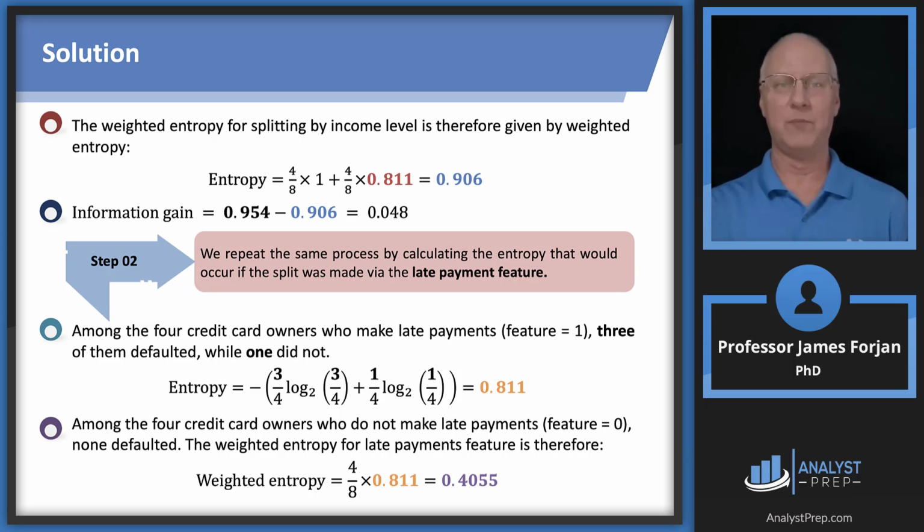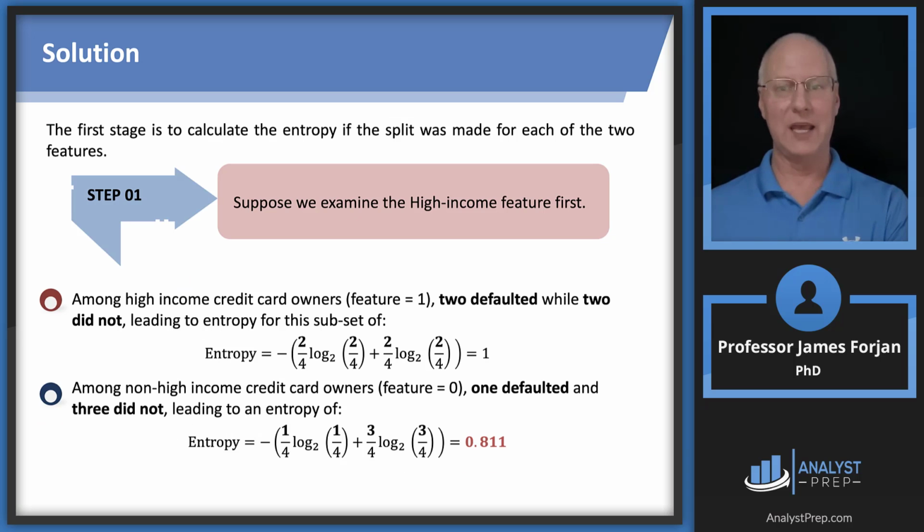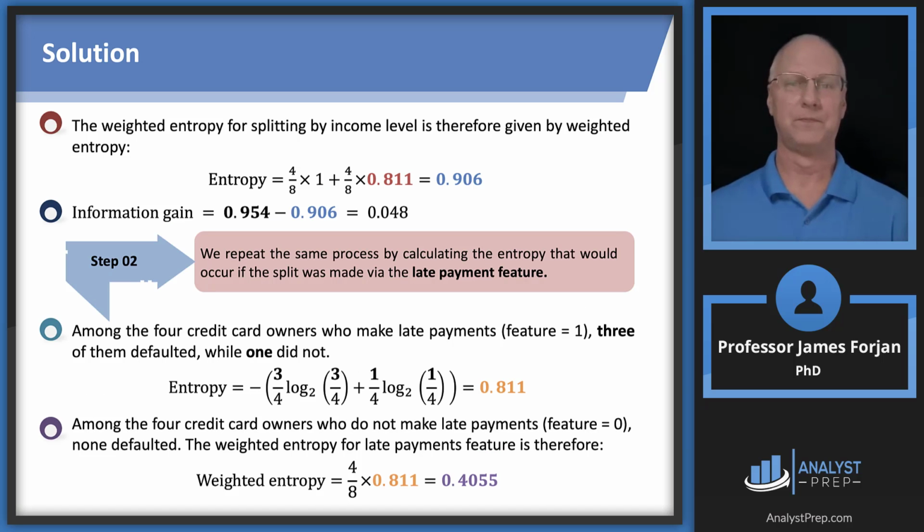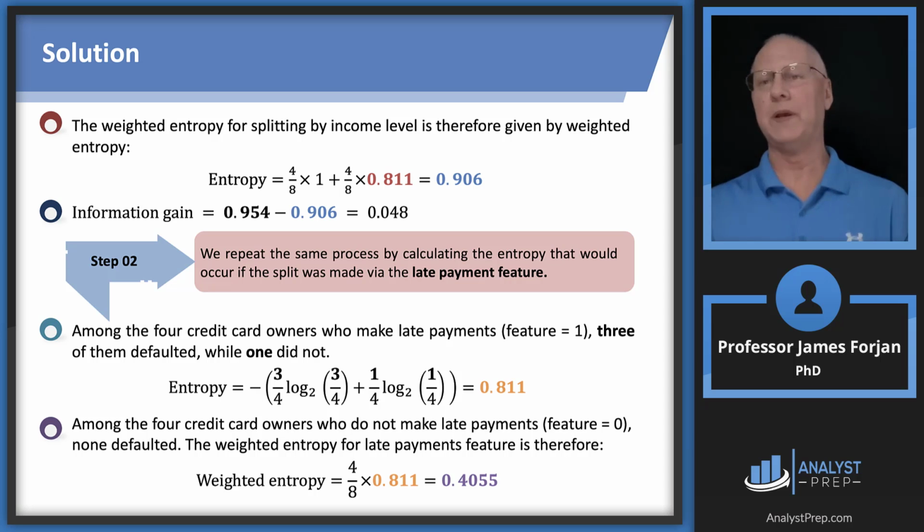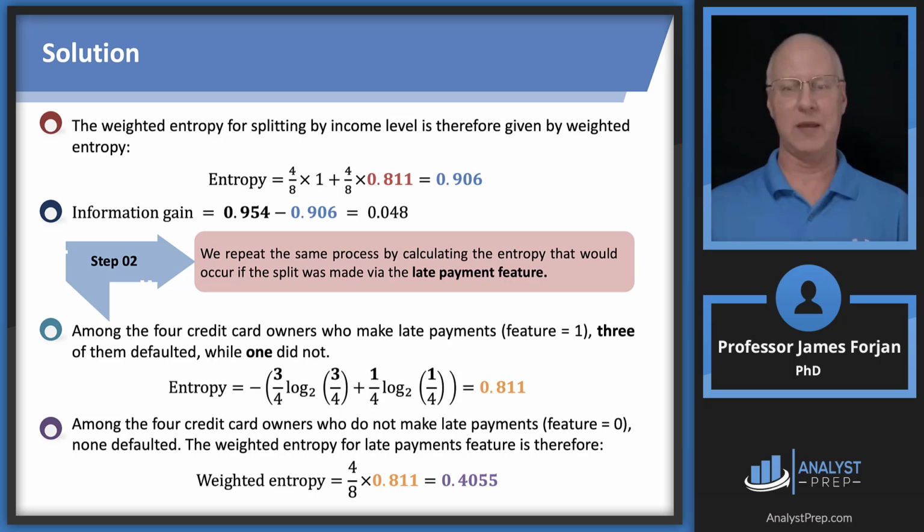Well, you can easily compute the entropy there. Information gain is 0.954 minus 0.906, and there's the 0.048. Wow, there's an information gain by, well, let's go back here, putting the high income feature first. So what do we need to do? Let's tell the machine, whichever one you picked first, which was high income, go ahead and pick the other one second, which was the late payment feature.